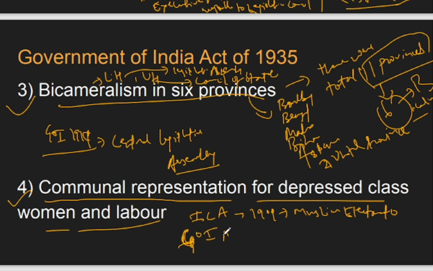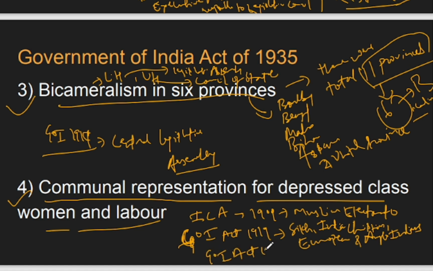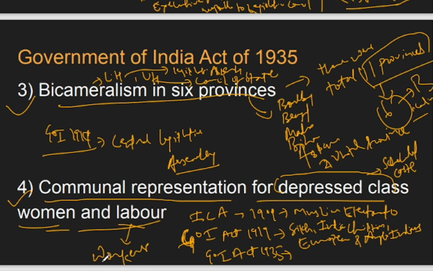Through the Government of India Act of 1919, electorate for Sikhs, Indian Christians, Europeans and Anglo Indians, right? And through this Government of India Act of 1935, this electorate system was extended to depressed classes. Who are depressed classes? Basically, scheduled caste. Then it was extended to women and labor. Who are labor? Labor here means workers. So this you need to know, right? Now let's move to the next slide.